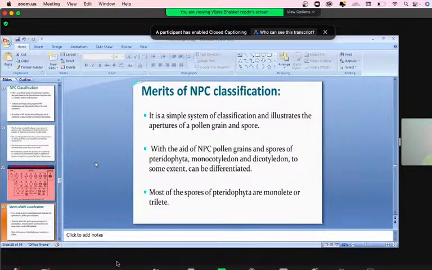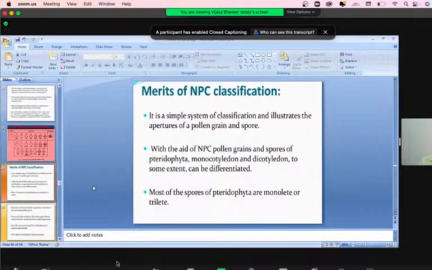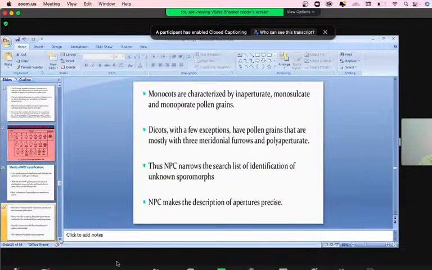These are the merits of this NPC classification. It is a simple system of classification and illustrates the apertures of the pollen grains and the spores. A very simple classification system. Just like the artificial classification system of Linnaeus, you can relate this system. You can study it under the artificial classification system along with the Linnaean system, which is a sexual classification system based on the number of stamens. He introduced that system. So these are all merits of this.